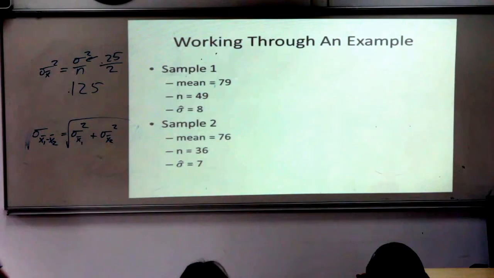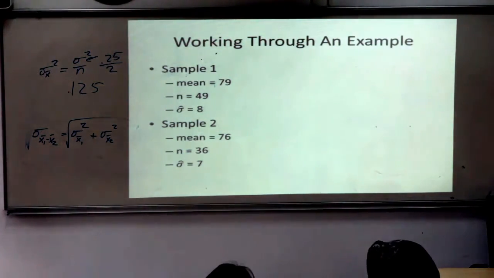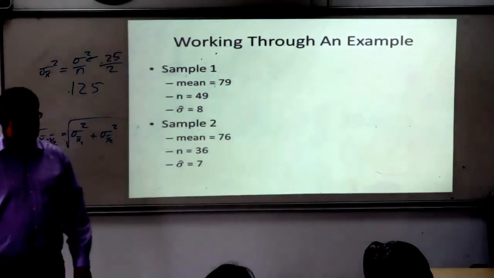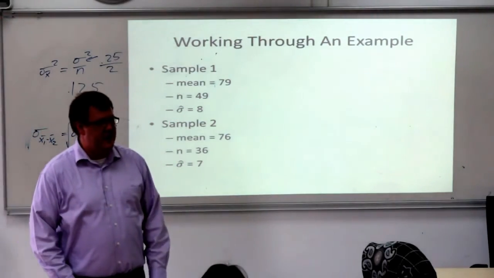Okay, so let's go through examples. So we have sample 1, it has a mean of 79, it has an n of 49, it has this unbiased standard deviation.